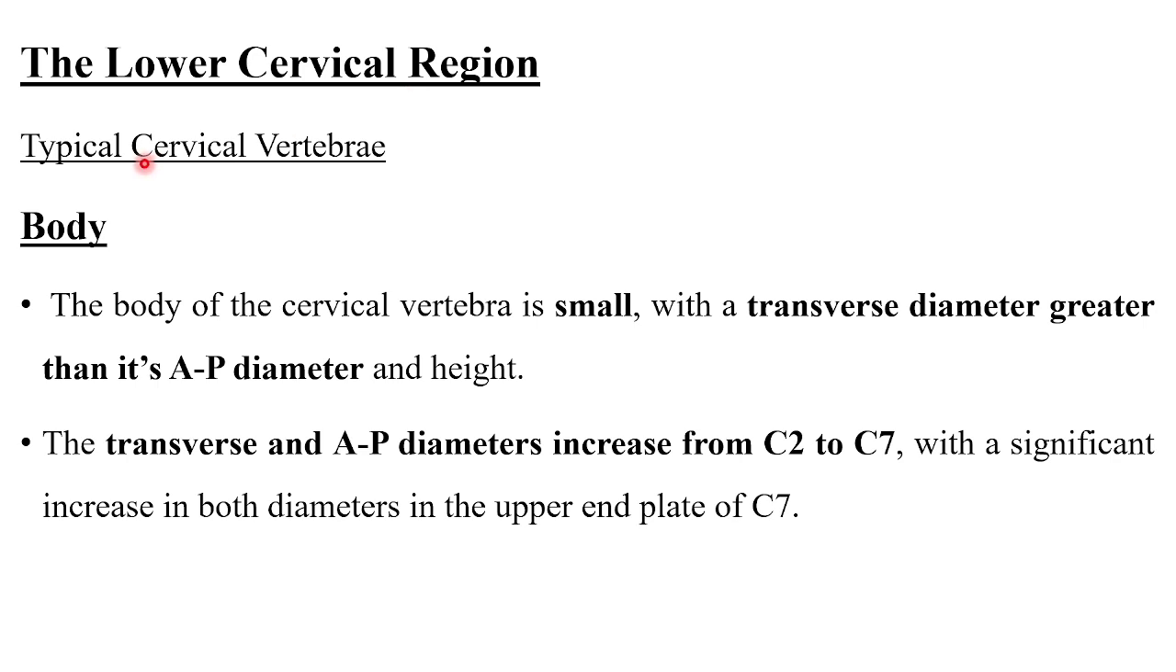So first we will be discussing the features of a typical cervical vertebra in the lower cervical region. In the typical cervical vertebrae, the body will be small with a transverse diameter greater than its anteroposterior diameter and anteroposterior height. The transverse and anteroposterior diameters increase from C2 to C7 with a significant increase in both diameters in the upper plate of C7.